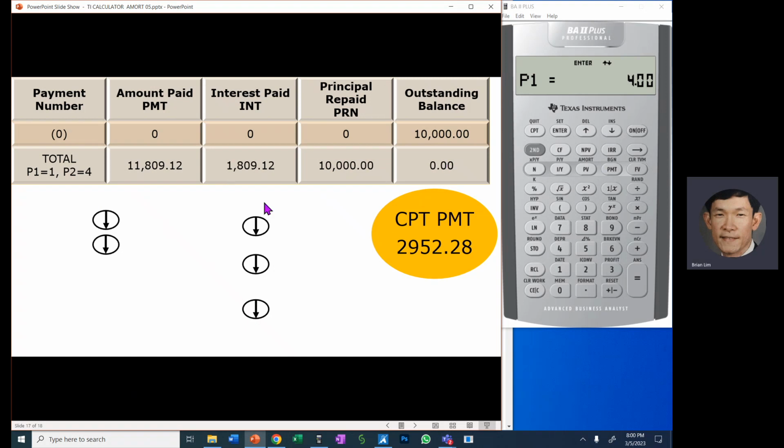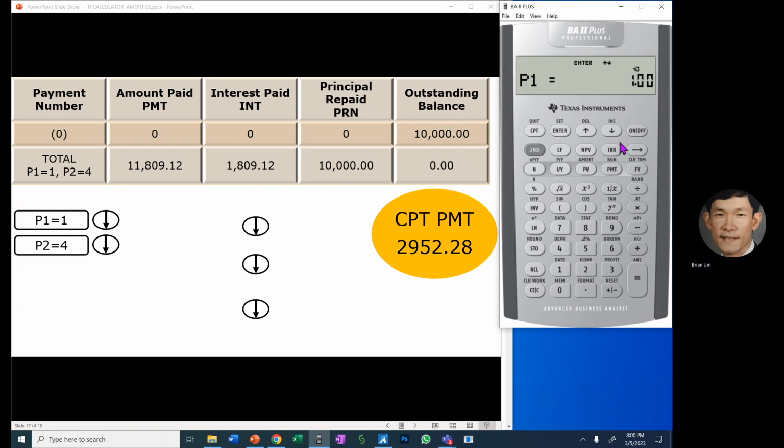So here we go. So P1 should be what? 1 and P2 is 4. Note that these two are different. So P1 is 1 and P2 is 4. It means it gives the total from payment number 1 to payment number 4. So let's put in 1 for P1, enter. And for P2, it is 4 already from the previous payment. Or if we wish, we could enter it again.